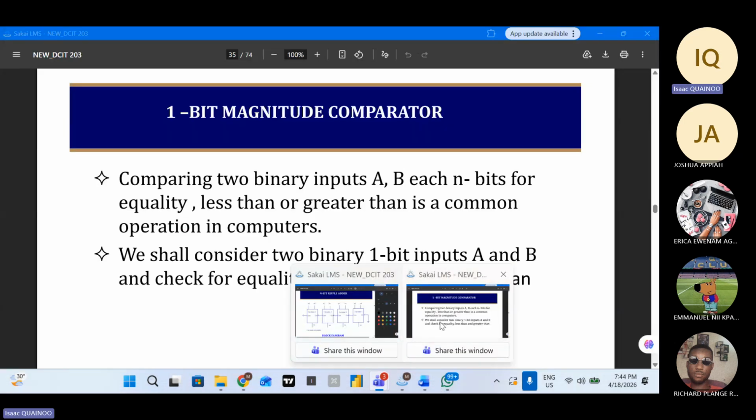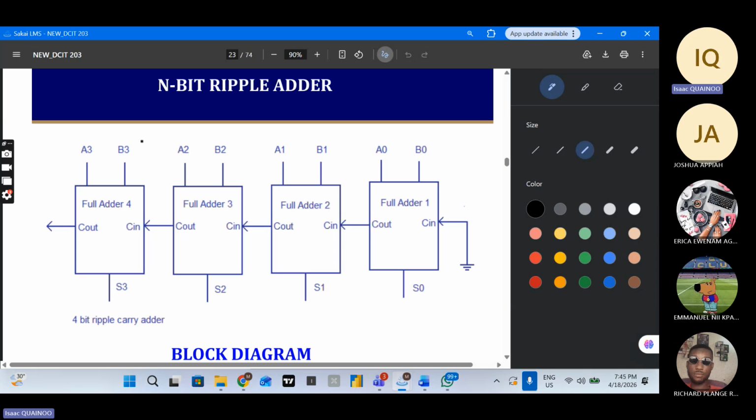Okay. So the ripple adder and the ripple subtractor. What this basically does is that when you are performing a multi-bit addition, the full adder takes three inputs. So your first input, your second input, and then your third input, which is usually the carry in.